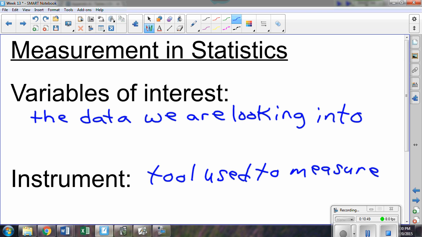Sammy, you brought up some of the obvious ones that you use from elementary school, like a ruler. Absolutely, it's a tool. A thermometer to measure temperature. A protractor to measure the size of an angle. Basically, whatever you use to take a measurement, that's an instrument.